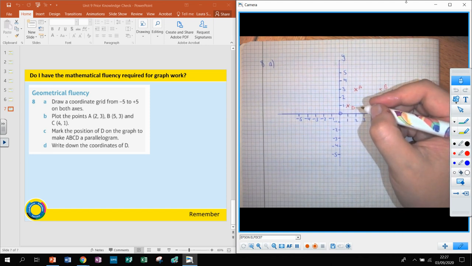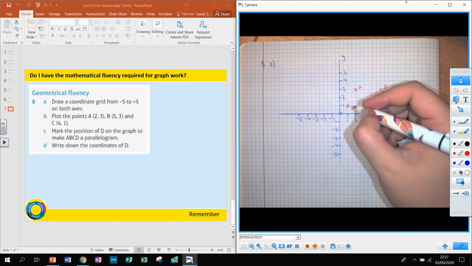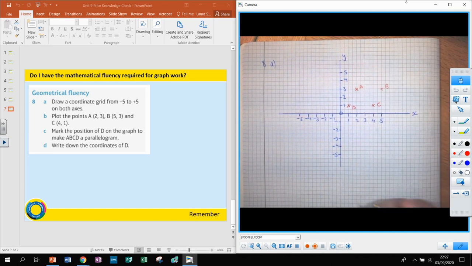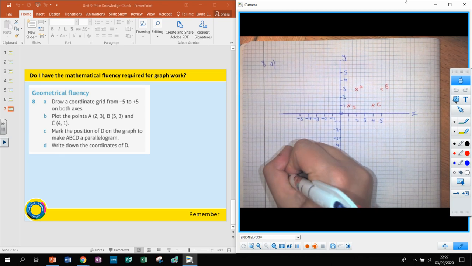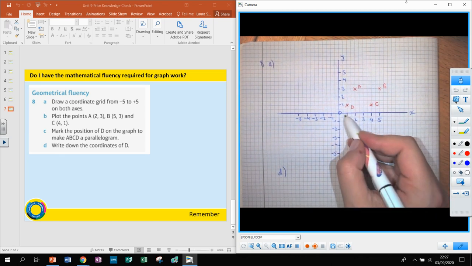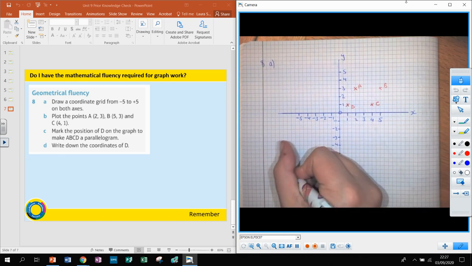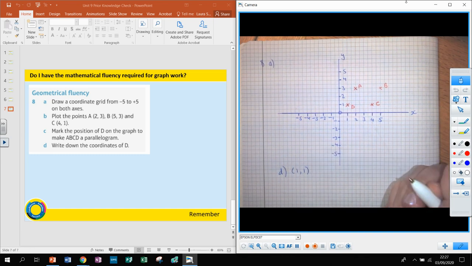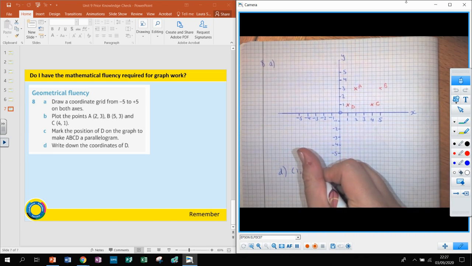It has asked us to mark the position and then to write down the coordinates of D. So for our last part, part D, we would need to write down the coordinates, which would be 1, 1. Okay, and that is D.